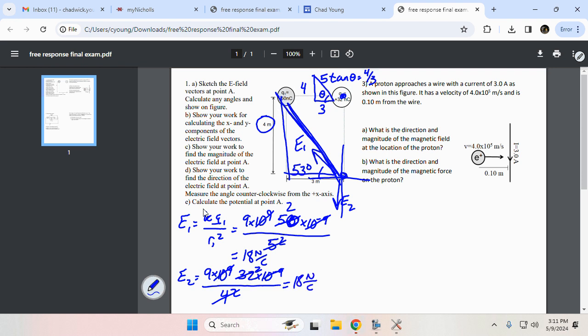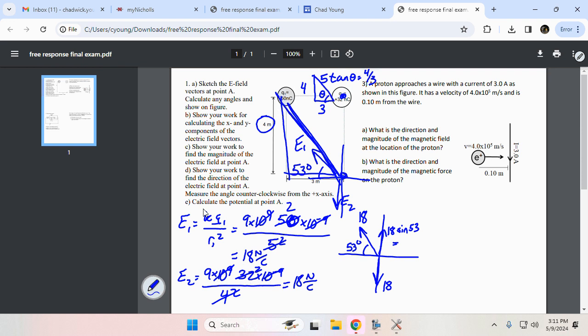So what I have then, I'm going to redraw these vectors, is I have one vector that is 18 newtons per coulomb in this direction at 53 degrees. And then I have another vector that is 18 newtons per coulomb in the downward direction. My next step is to find the components of that vector that's in the second quadrant. And so I'll have 18 sine of 53 right here.